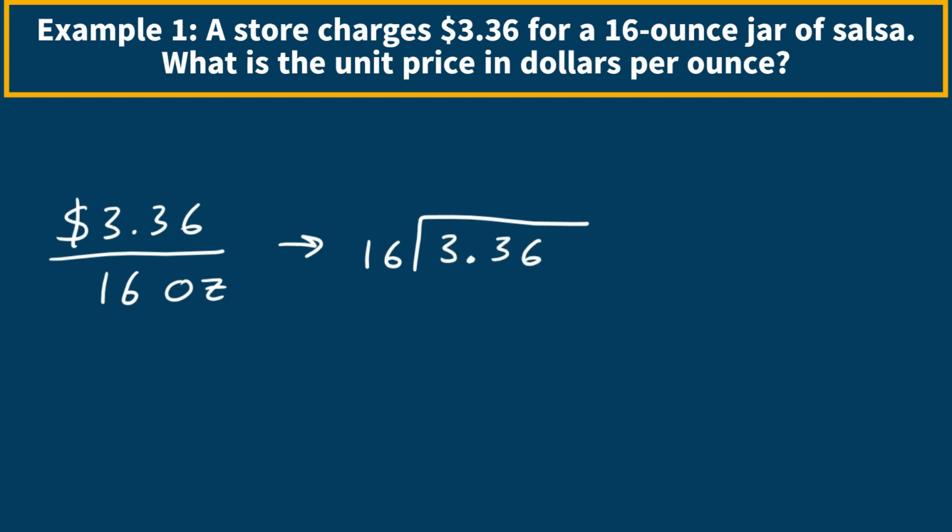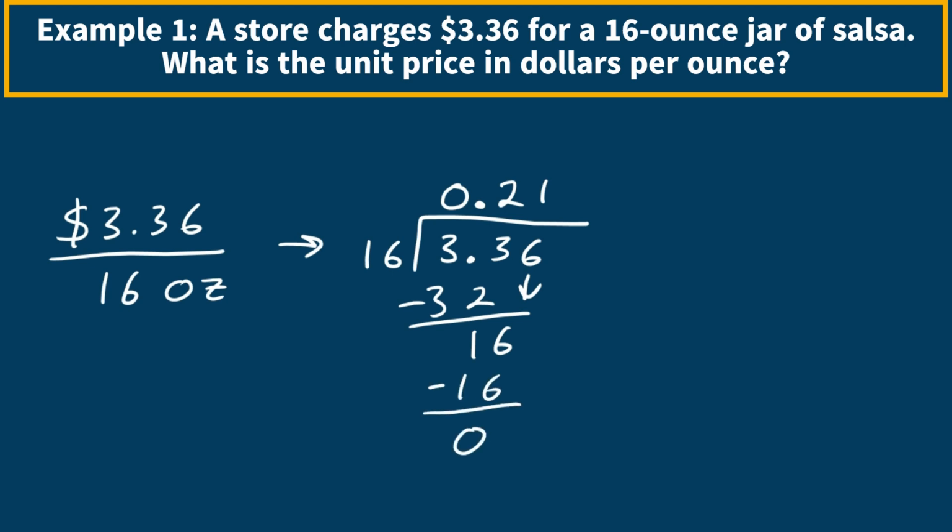3.36. This decimal, we just bring it up to the top, and we'll put a 0 there. Now, 16 can't go into 3, but 16 can go into 33 2 times. 2 times 16 is 32. We subtract these numbers. We'll get a 1 there, and we bring down the 6, and that'll give us 16. 16 goes into 16 1 time. And now there is 0 remainder. So that means that our answer is going to be 0.21. However, whenever we're working with rates and unit rates, we need to include the units along with it.